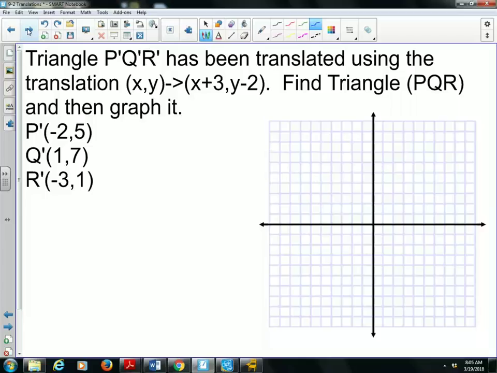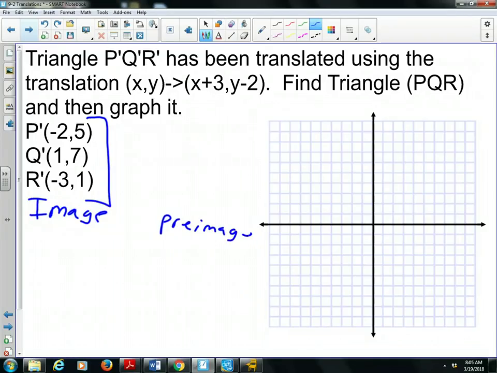So class, what we have now is the image. Right? This right here is the image. The prime letters are the image. We want to get back to the pre-image. So what we want to do is find P, Q, and R. If it has been translated x plus 3, y minus 2, that's how we got to the image. So how do we get back to the pre-image?